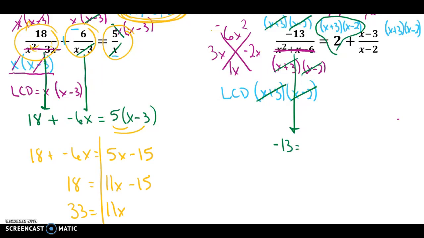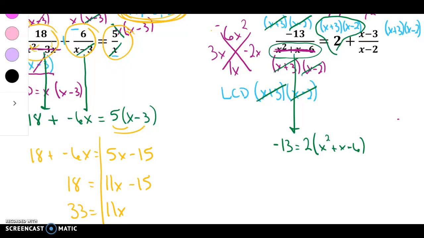And if you guys remember, x plus 3 and x minus 2 came from this right here. So if I multiply x plus 3 and x minus 2 back, I'll just get x squared plus x minus 6. So that's what I'm going to write down here: x squared plus x minus 6. And again, if I multiply this, I'll get this, just as a reminder one more time.